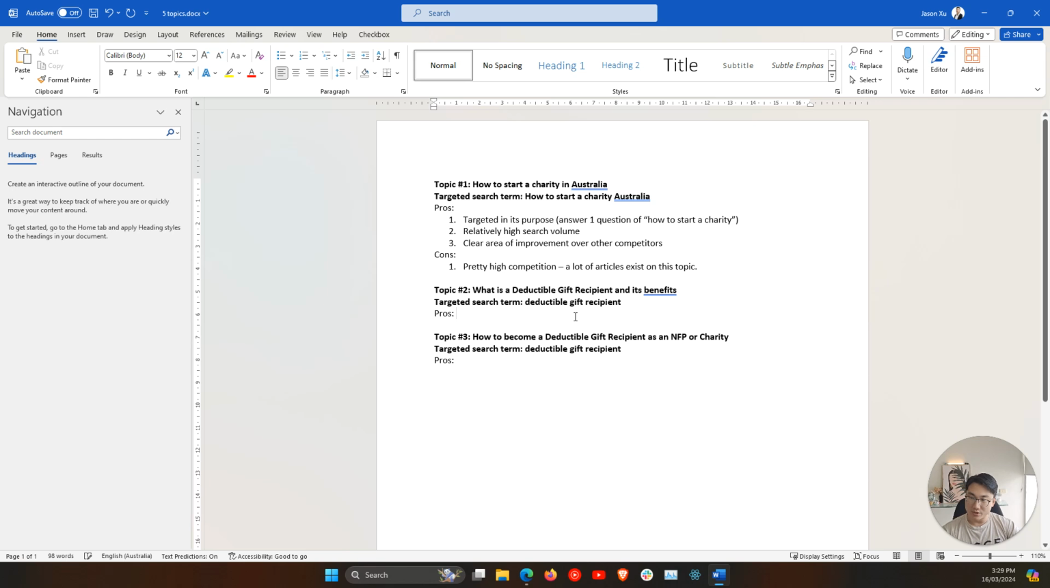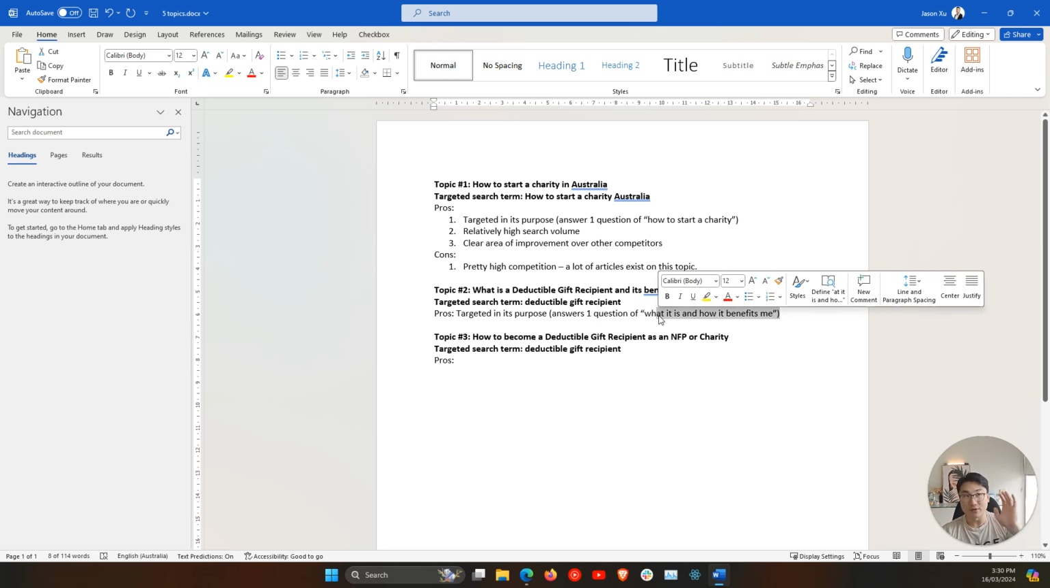So the pro of this particular topic is it's targeted in its purpose, answers one question of what it is and how it benefits me. That's sort of two questions, but they're very related, and it's better to put them in one article as opposed to splitting them into two and not having enough content and keywords in two articles, right? Again, I wouldn't put too many different related topics into one article because it becomes less targeted.